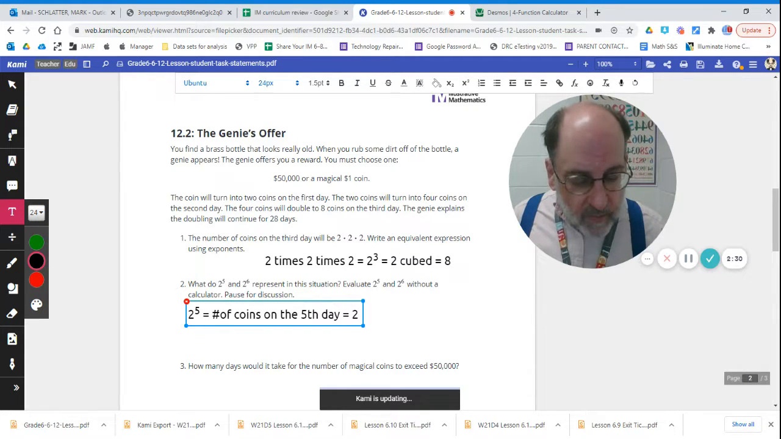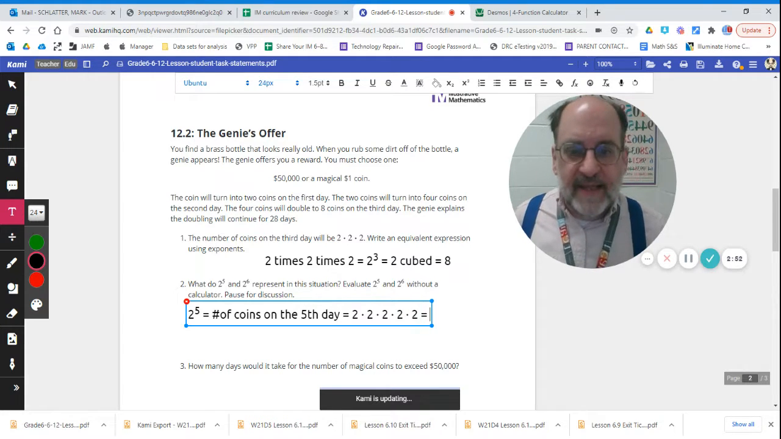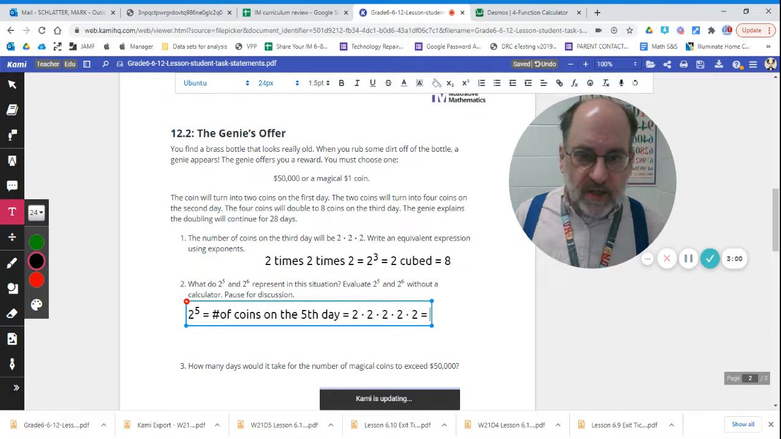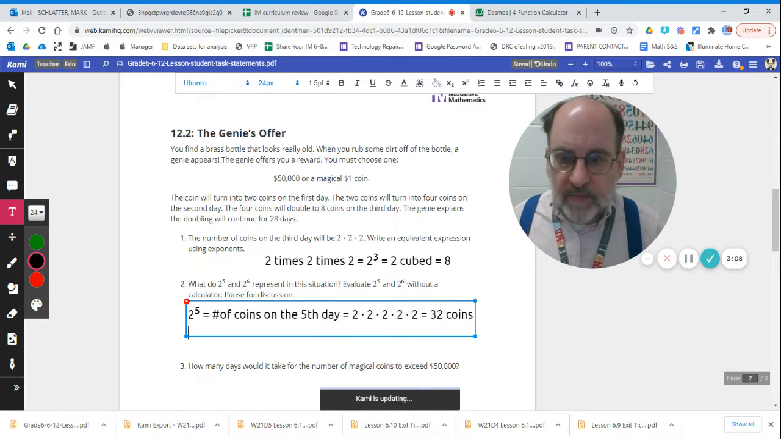I am putting in my little dots here. If you can't do that, you can write the word times. I have to have 5 of these 2s. So what number is that? Well, let's go through step by step. 2 times 2 is 4, times another 2 is 8. That's what we got before. Times another 2 is 16. Times another 2 is 32. So that is 32 coins.